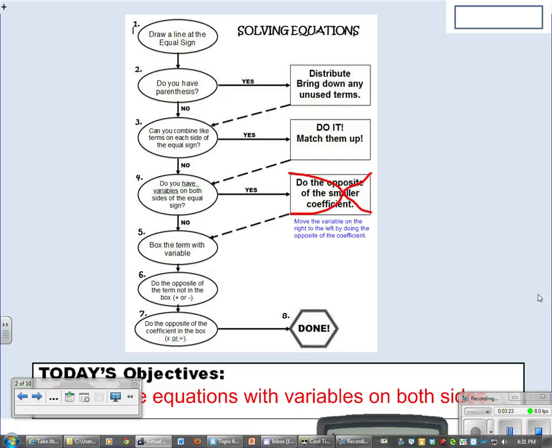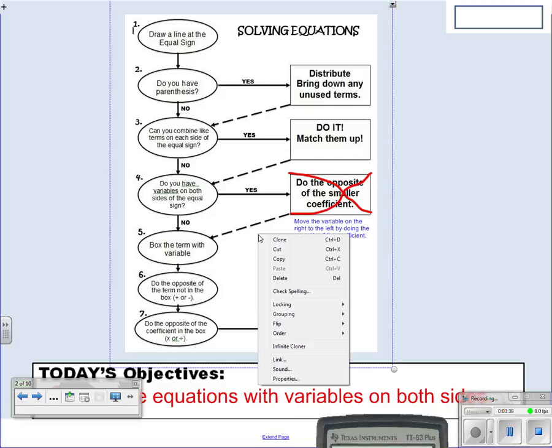Before we continue, take this time to find your flow chart. We're going to go through our flow chart in order to achieve our objective today of solving equations with variables on both sides.